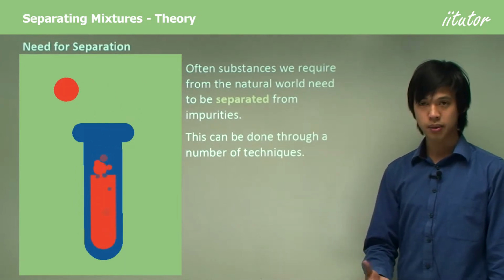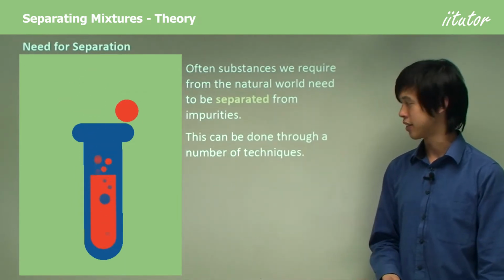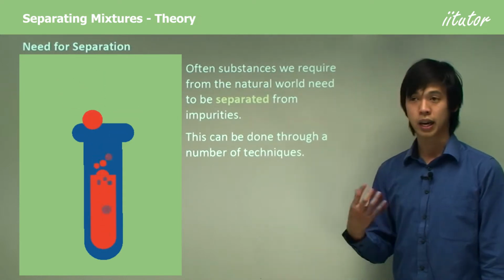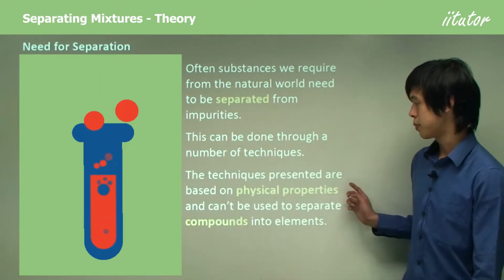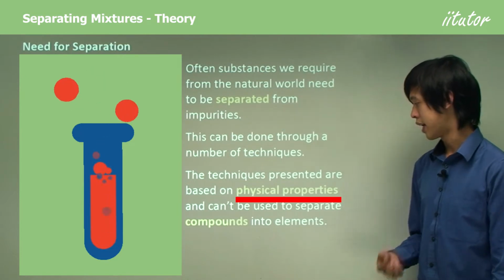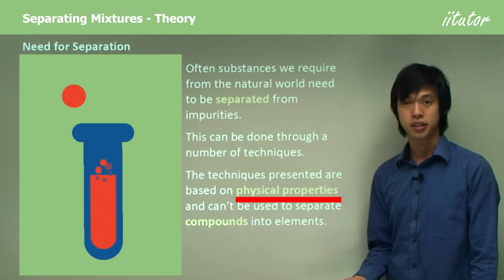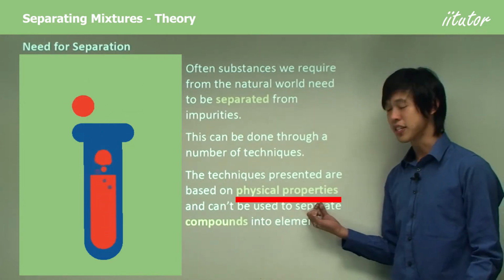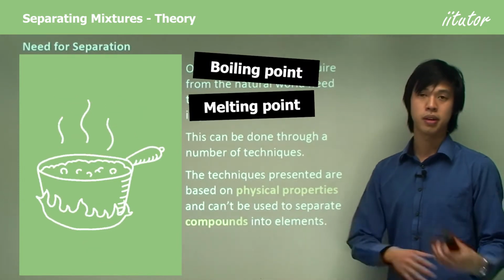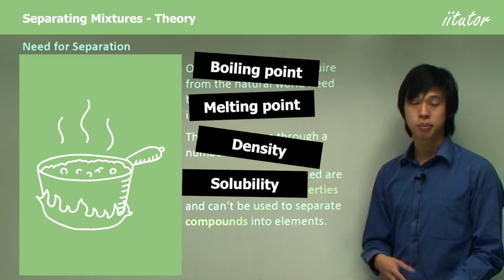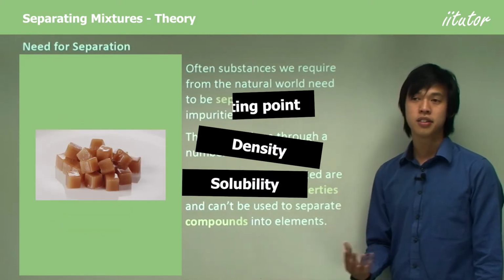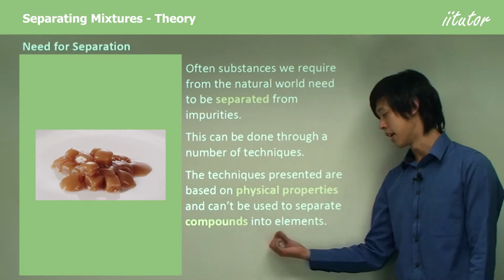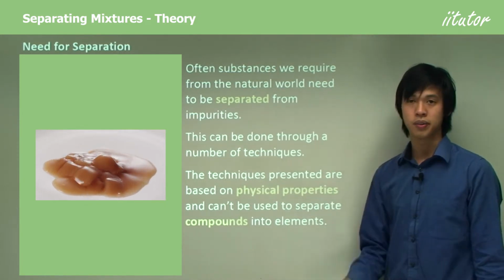Now, in order to separate mixtures, we can use a number of different techniques. And these are based on the physical, and sometimes, well, mostly the physical properties of the chemicals that you want to separate. So the techniques presented are based on physical properties and can't be used to separate compounds into elements. So I'm about to talk to you about different separation methods. They're all based on these physical properties. So boiling points, melting points, density, solubility, those kind of things. So we can't use these to actually separate compounds like aluminium oxide into elements like aluminium. That's where we're going with this lesson today.